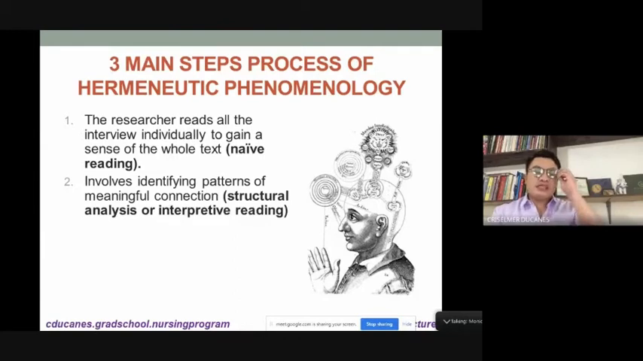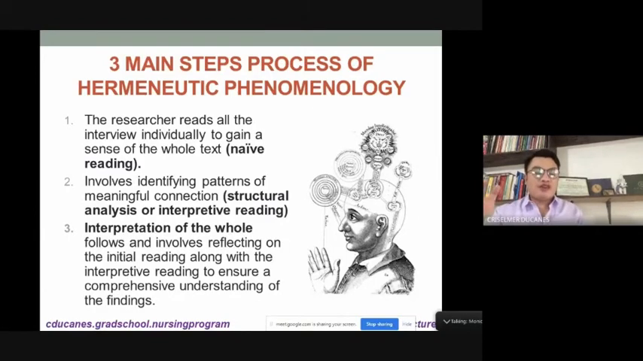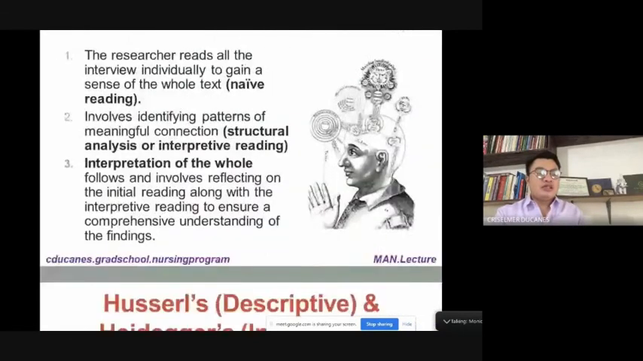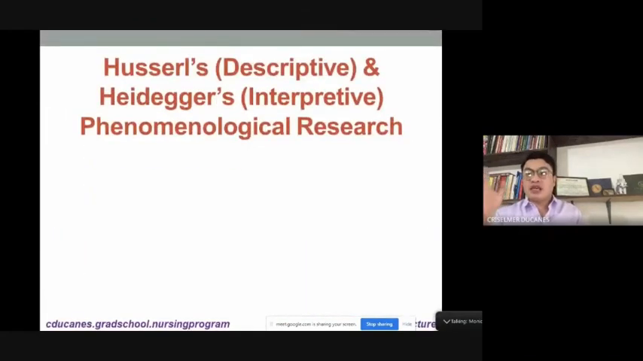The second step is structural analysis or interpretive reading. It involves identifying patterns of meaningful connection. Once you have grasped the main essence of the whole text, then you identify patterns and meaningful connections. Then next, we have your interpretation of the whole. It involves reflecting on the initial reading along with the interpretive reading to ensure a comprehensive understanding of the findings. After that, you interpret it as a whole, you do an exhaustive description, and you look into the full picture of the themes that you have generated. These are the core steps.